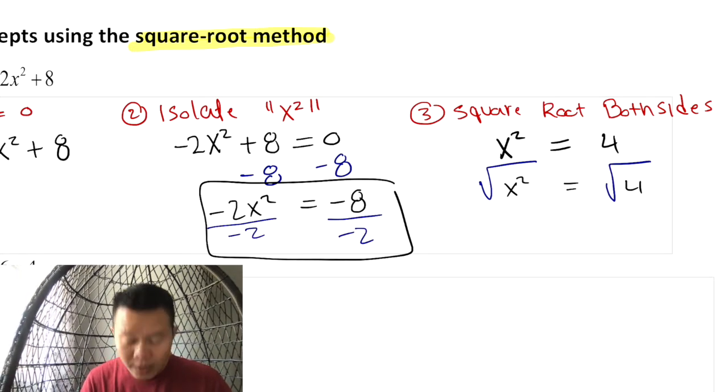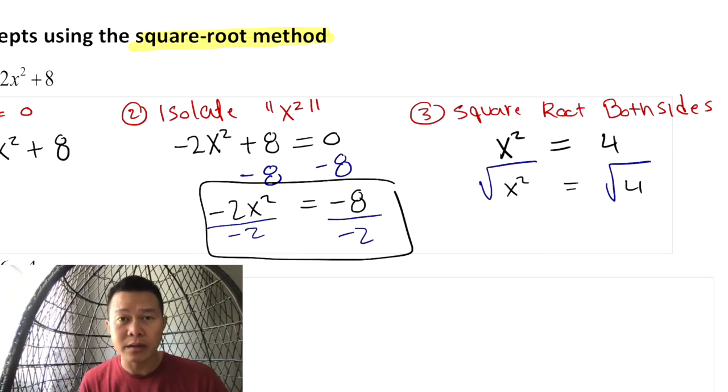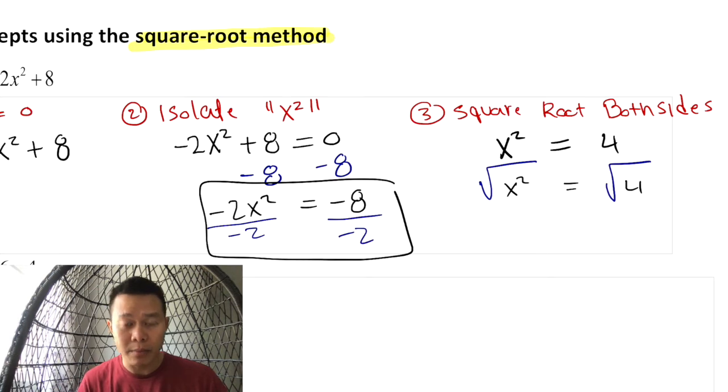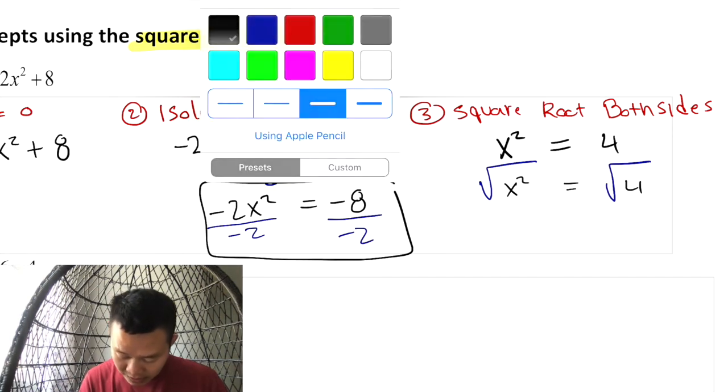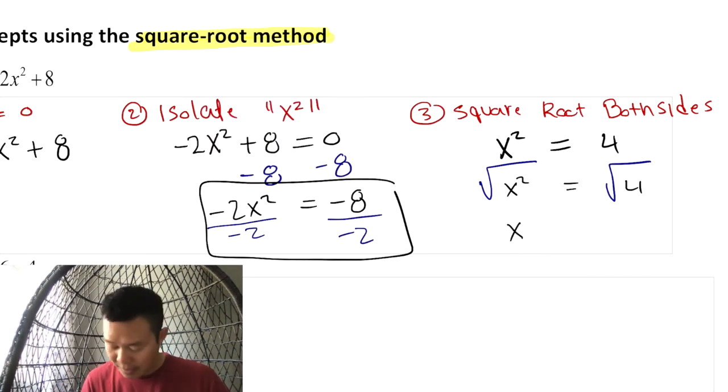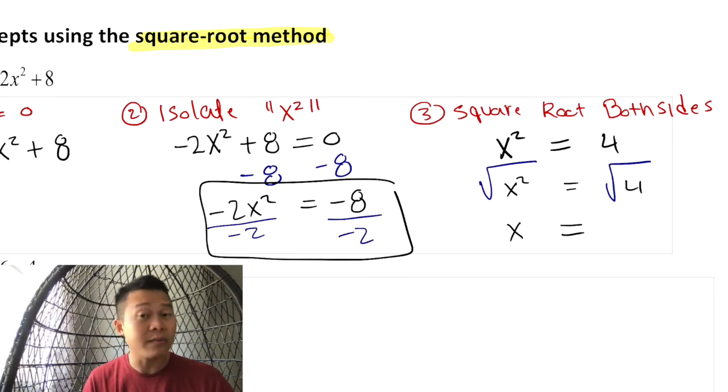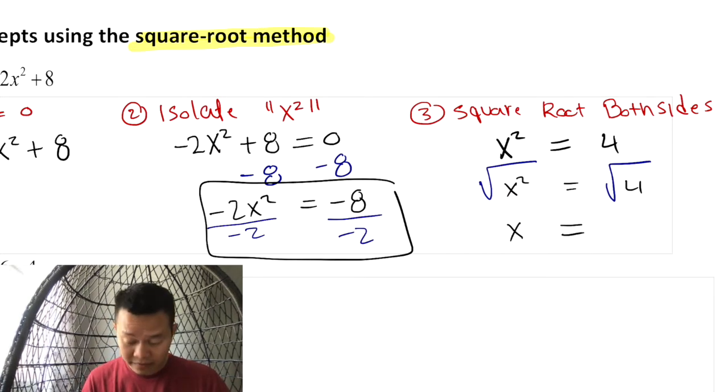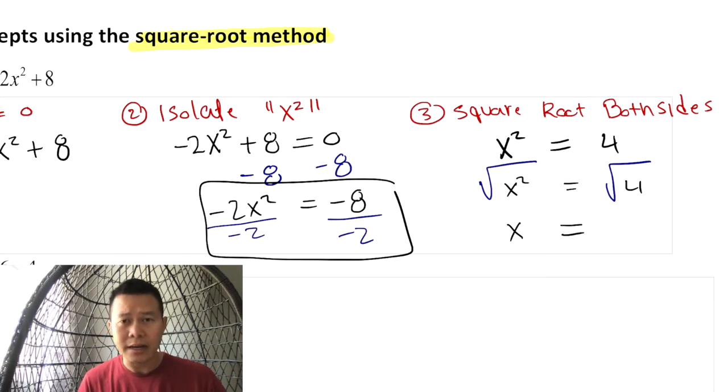Now, when I square root x squared, which is something we learned a couple months ago, this is going to leave us with the letter x. And then when we square root the number 4, we have to be very creative here. Ask yourself, what number squared is 4? And you're going to see that there are actually 2 numbers. 2 squared is 4.